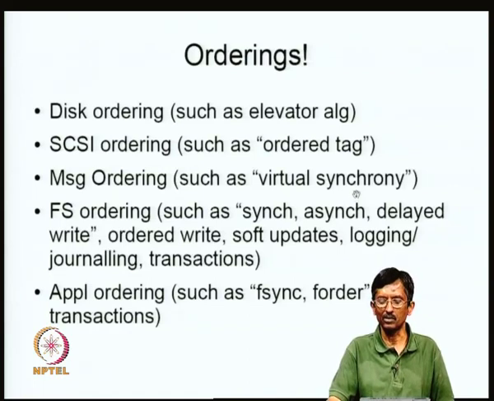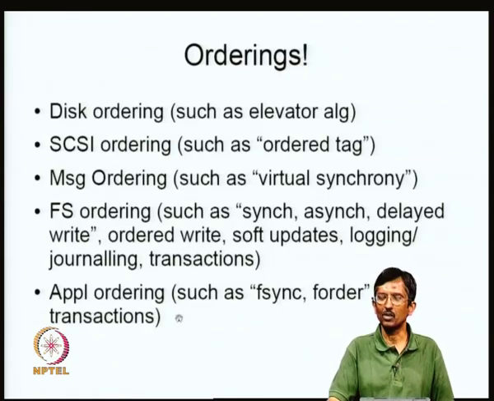We took a reasonably close look at this one, and now you have a few more types of orderings at the file system or kernel level and at the application level. Again, as we discussed before, the file system also orders certain things. The way they do it is by synchronous or asynchronous or delayed writes. You can also do ordered writes. I will briefly talk about soft updates later. We also have notions of logging and transactions. There are various types of ordering that also happen here.